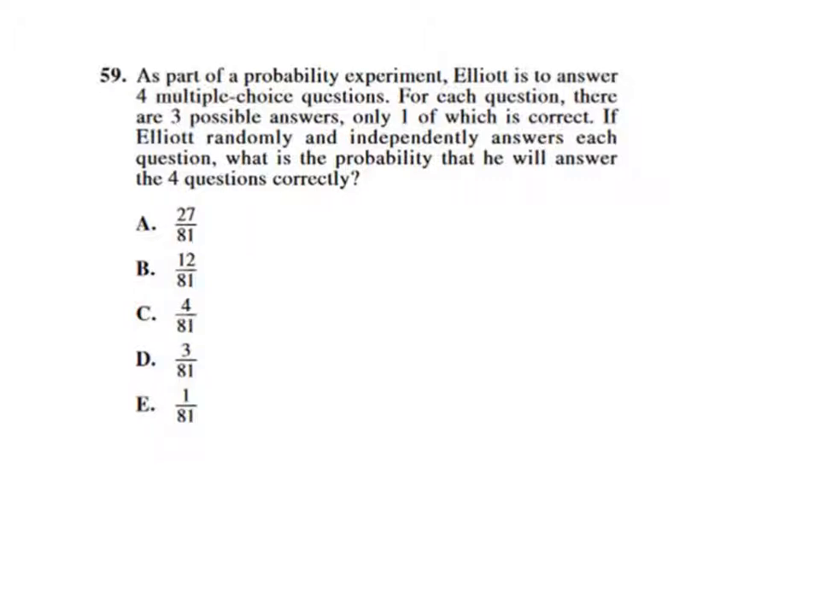As part of a probability experiment, Elliot is to answer 4 multiple choice questions. For each question, there are 3 possible answers, only one of which is correct. If Elliot randomly and independently answers each question, what is the probability that he will answer the 4 questions correctly?